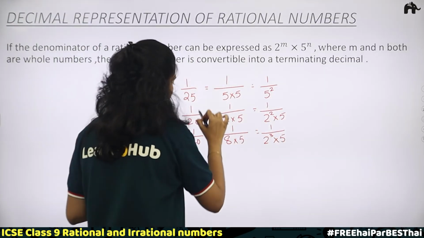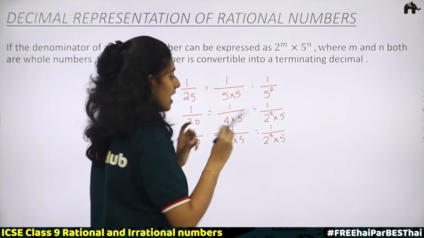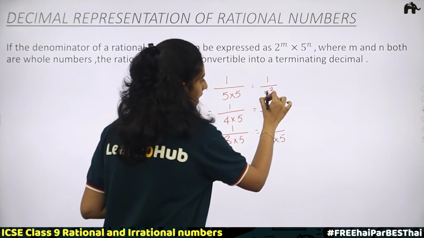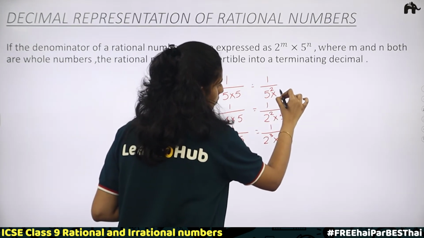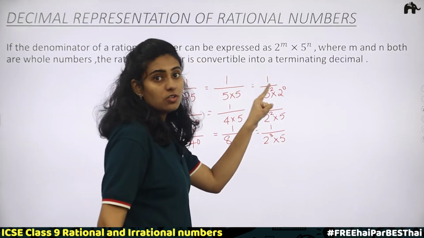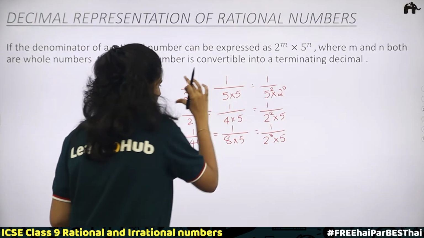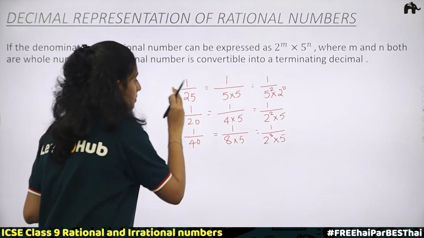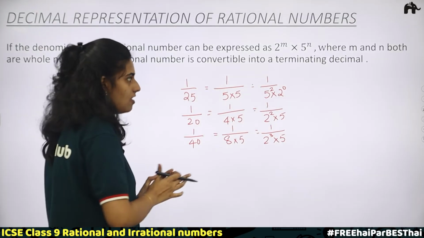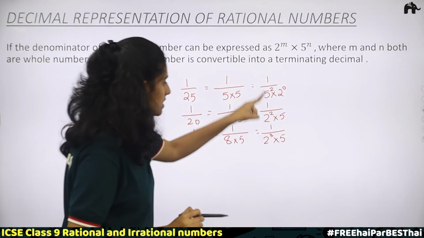Okay. In all these examples, you can see that the denominator can be expressed either as factors of 2 or as factors of 5. Here, if you write the factor of 2, you can write it as 2 raised to 0, which will be equal to 1. In all these cases, if you have a rational number and need to find if it is a terminating decimal or not, you should take the denominator and try to express it in this form.